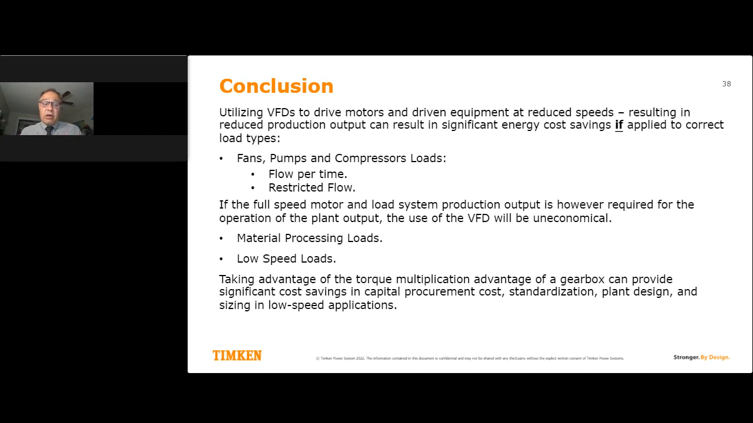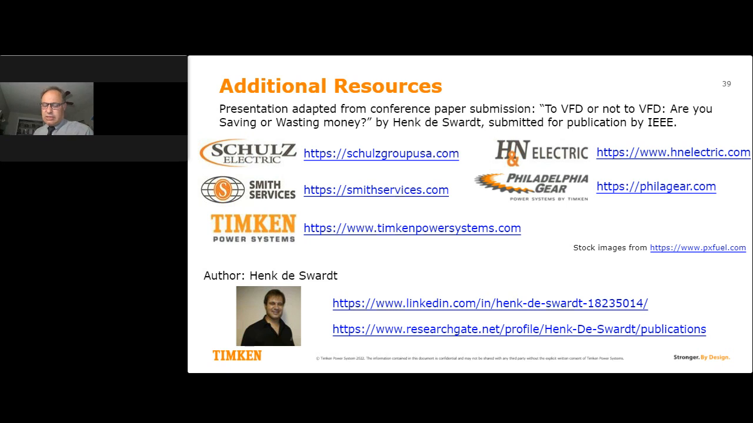And then lastly, for a low speed load, taking advantage of the torque multiplication of a gearbox can provide significant cost savings in capital procurement costs, standardization, plant design, and sizing of a low speed application. And that was it. There are some additional resources that will be available in the slide deck.